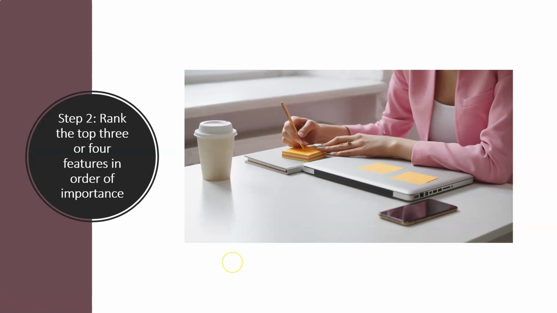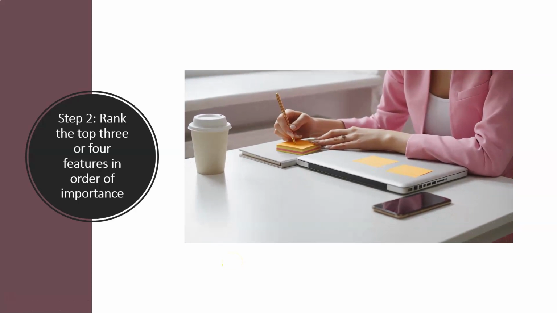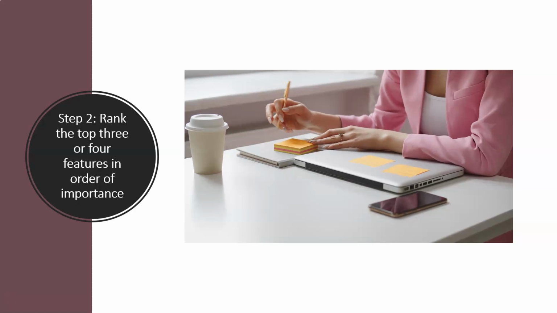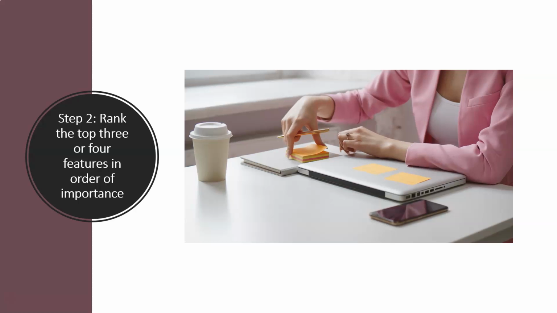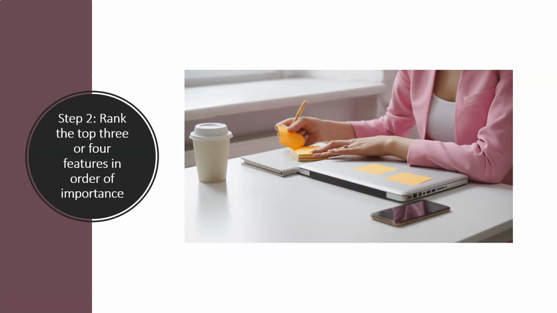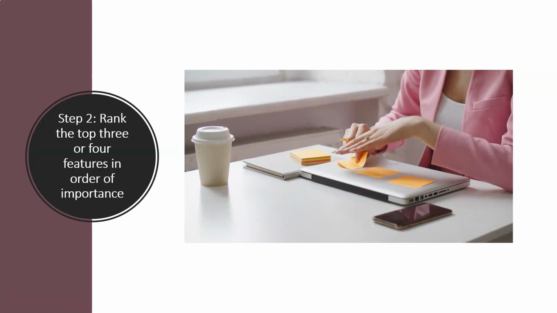So then we have step 2, rank the top 3 or 4 features in order of importance. Once you look at your features, the checking account, whether it's an online location, and the services, what are the fees going to be there? Are the fees important? The minimum balances? List those out in terms of what you think are the most important features.